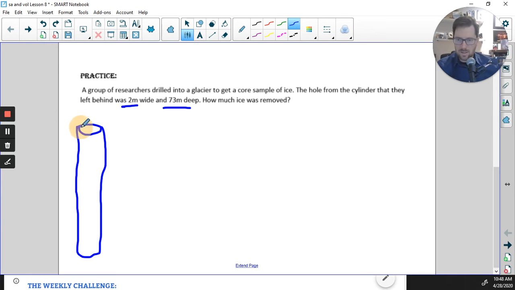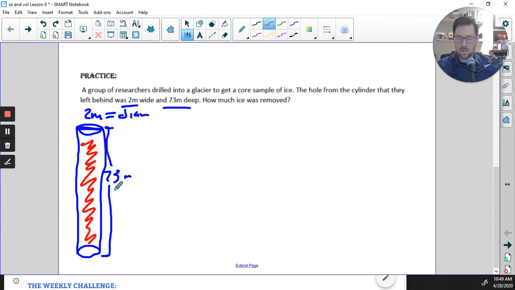Okay, so the distance across that circle is 2 meters. That is our diameter. And you can imagine just a little circle on the bottom there too. And 73 meters deep. This is how big this hole was that they left behind. So if this is the size of the hole, it's 2 meters across. It's circular because drills are circular. It's 73 meters deep. How much ice did they take out? What is the volume of all of this ice that they took out, that massive chunk?